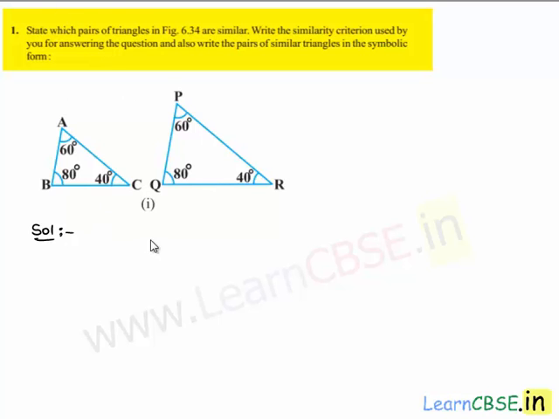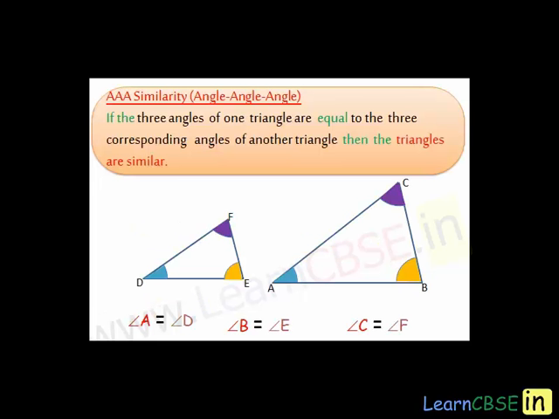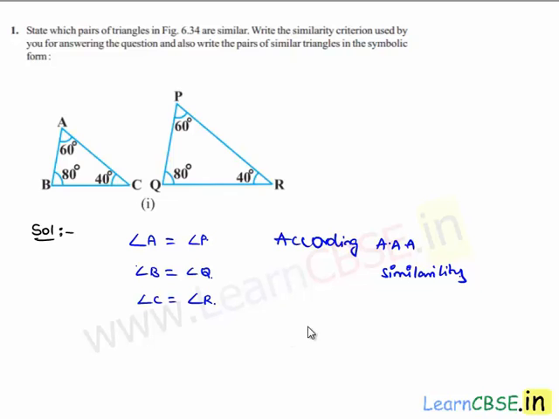Let us consider the two triangles in the first bit. Here angle A in the first triangle is equal to angle P in the second triangle PQR, and also angle B is equal to angle Q and angle C is equal to angle R. Now in these two triangles, according to AA similarity, as all three angles are equal, we can say triangle ABC is similar to triangle PQR.